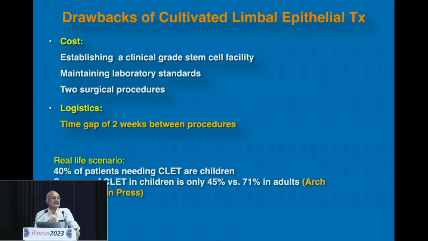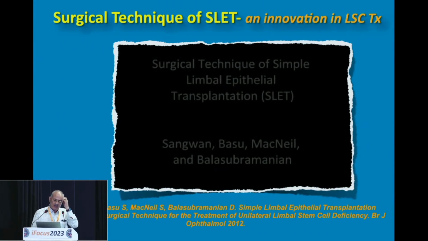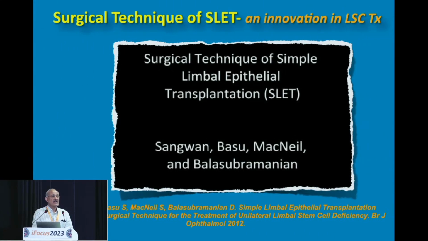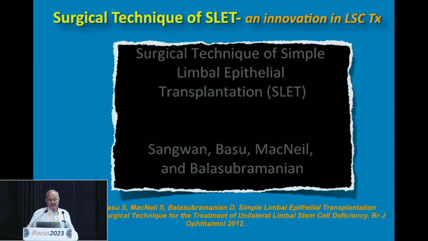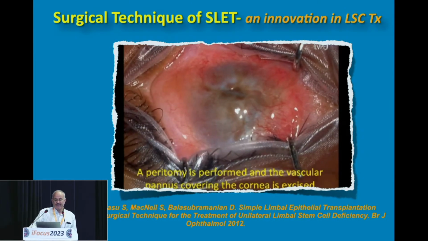For one surgery, the patient has to come twice, right? So this was becoming a problem, and it can be practiced only in big centers. If you are practicing, say, in a smaller town, how do your patients access this? So it essentially was not accessible technology. So then we developed something called simple limbal epithelial transplantation, and this is shown in this video very briefly.